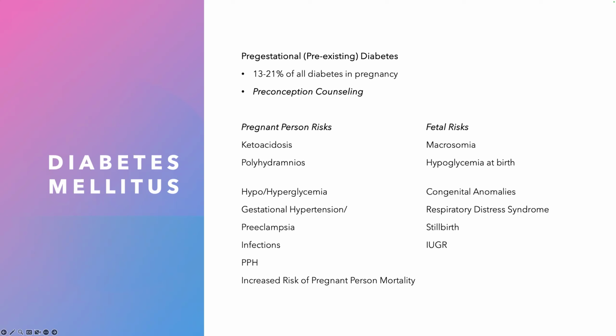Babies can have hypoglycemia at birth. So I know I talked about this a little bit, but I'm going to talk about it again. So in pregnancy, a pregnant person's glucose is able to pass through the placenta.